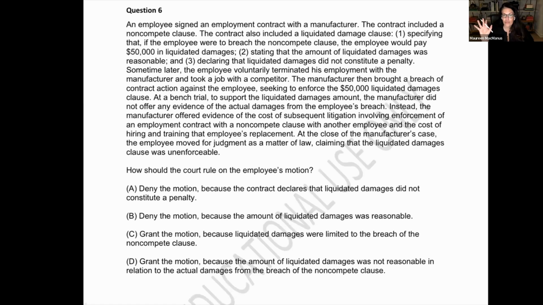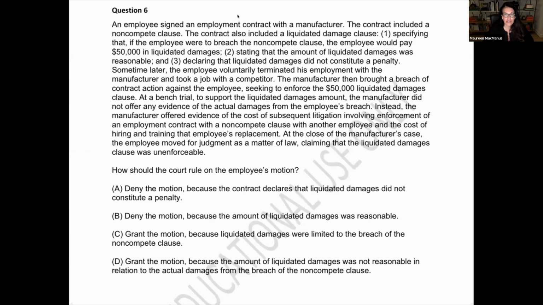It's probably way too high. Liquidated damages can't be just a penalty. They have to actually reflect the actual damages. Stating that the amount of liquidated damages was reasonable doesn't make it so. And 3, declaring that liquidated damages did not constitute a penalty. Again, just saying it doesn't make it so.